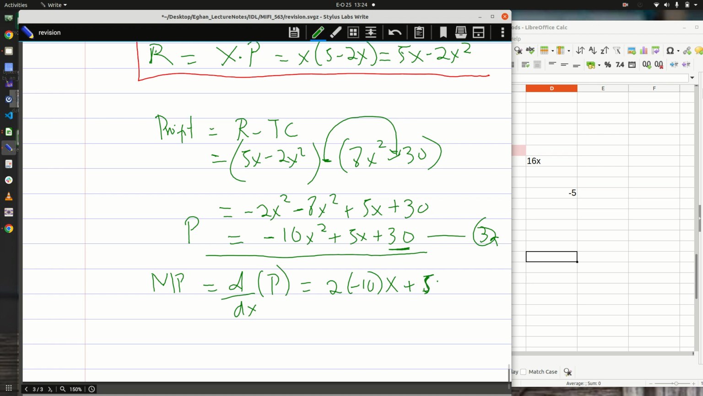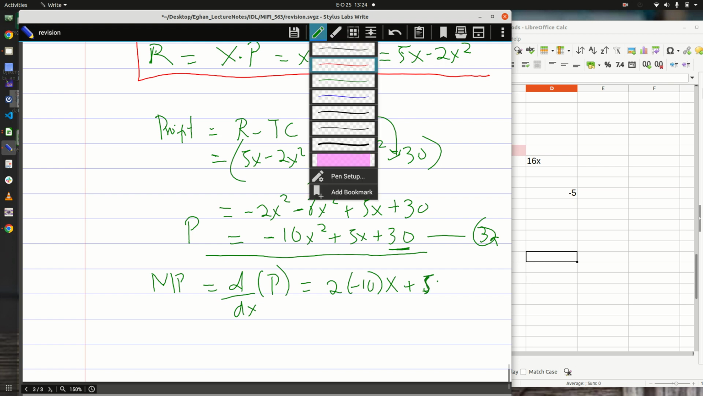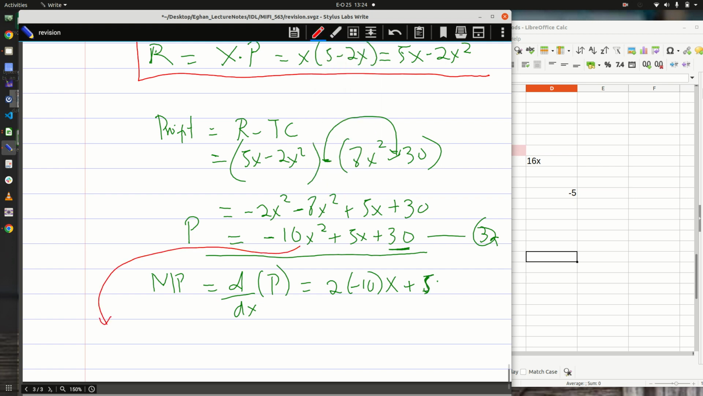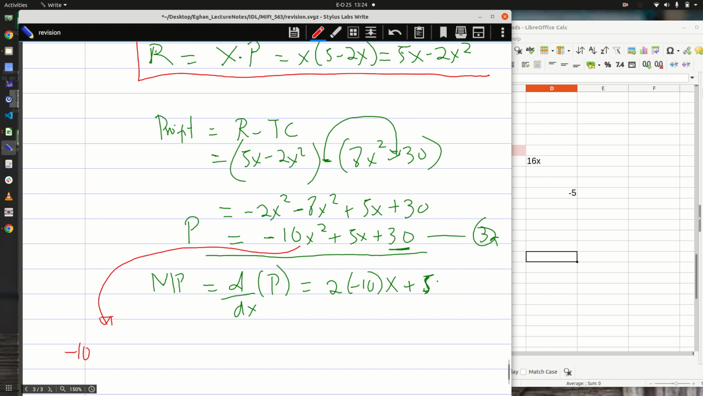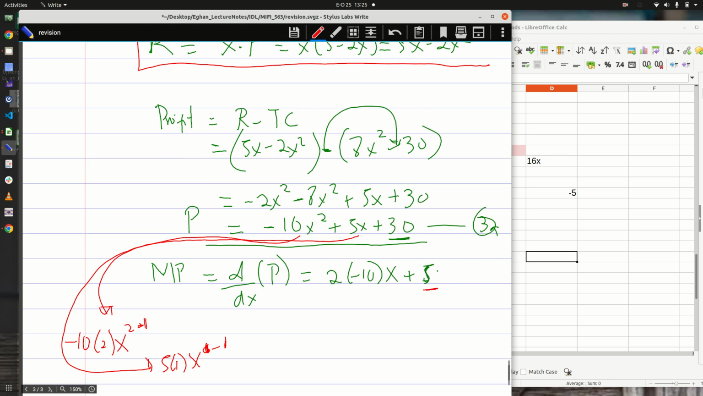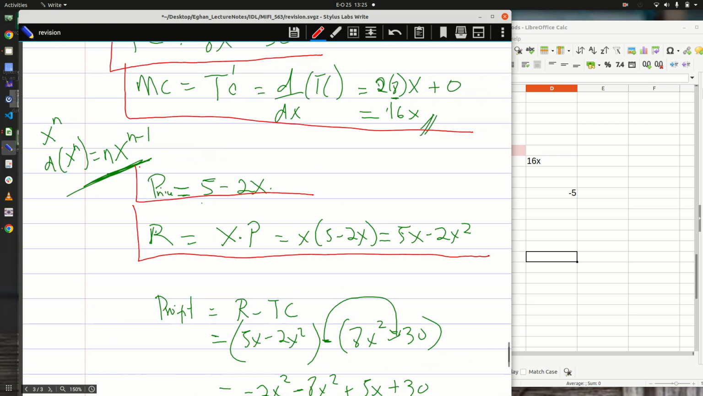So let me do that. If I apply the power rule here, I have negative 10, 2x to the power 2 minus 1. If I apply the power rule here, I have 5. Already x is to the power 1, so I have 1 times x to the power 0. That's 1 minus 1. A number to the power 0 is 1, so that's why I have just 5. So I'll have this as equation 3b. This is equation 2.